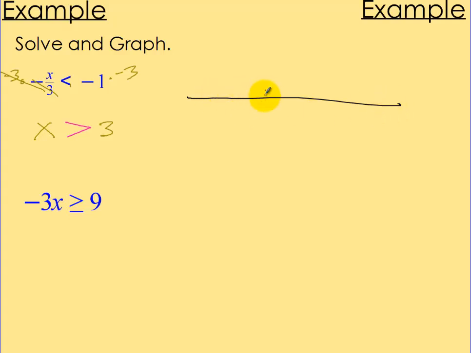So let's graph that. I'm going to put 0 here and count up 1, 2, 3. And it's an open circle. Since it's open, x is greater than 3 should go in that direction.